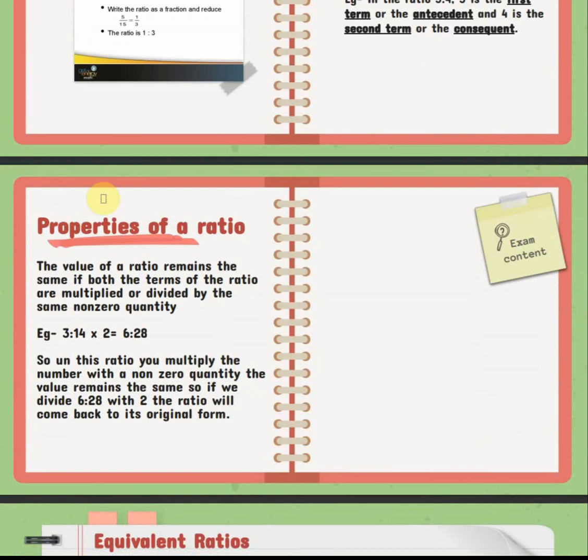Properties of a ratio. The value of a ratio remains the same if both the terms of the ratio are multiplied by the same non-zero quantity. Now, non-zero numbers are numbers which don't have zero. It can be 10, 20, 30, 40, but it can't be zero. Example, 3:14 multiplied by 2. Now we multiply both of those numbers by 2, so it becomes 6:28. Now if we divide the same ratio by 2 again, it will come back to its original form. So this is an equivalent ratio.